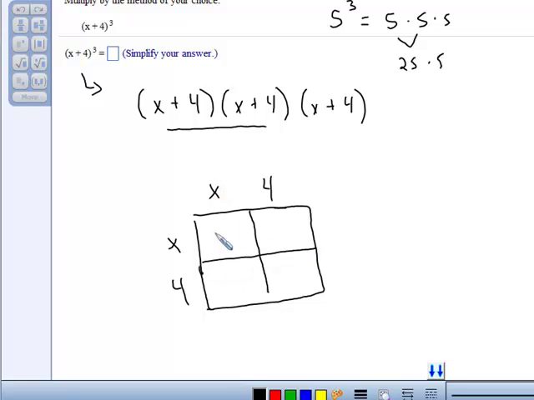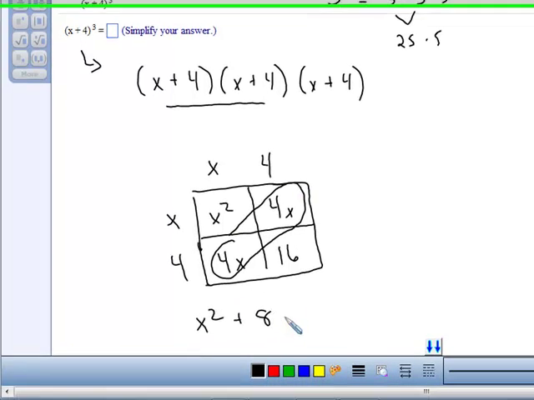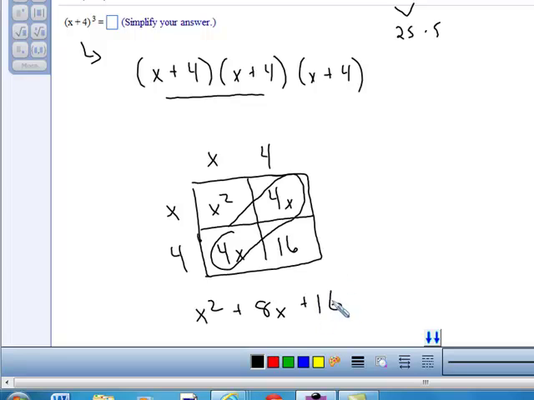What hits this box? This x and that x. Excuse me, x squared. What hits this box? That x and that 4. 4x. What hits this box? This 4. That x gives me 4x. And what hits this box? This 4. That 4 gives me 16. So now, combine my like terms. This is a positive 4x, positive 4x. I could just sum those. 8x, and then I'm left with the 16. So I've just done this first part, and I got this. So now I have this times x plus 4.